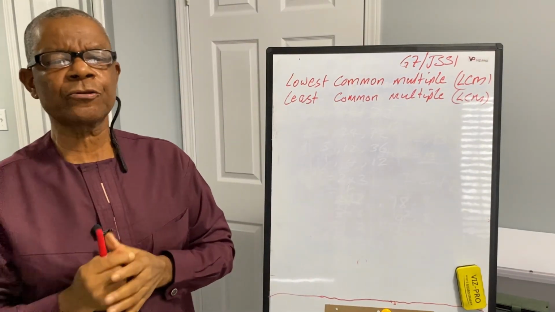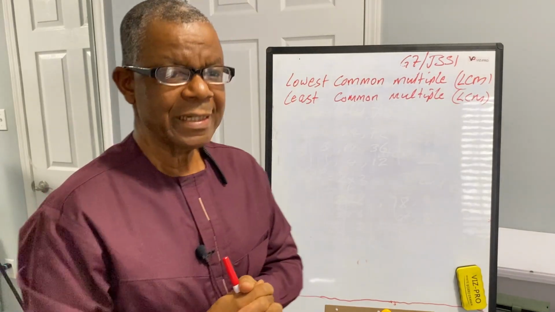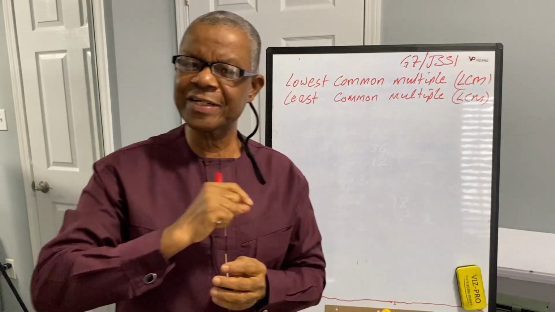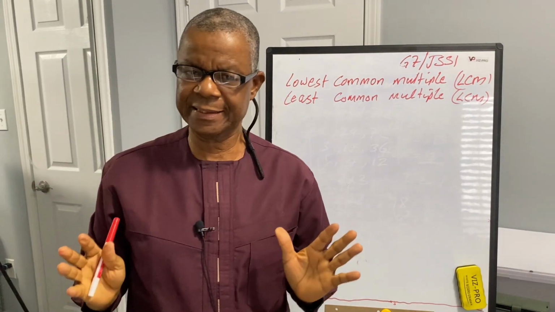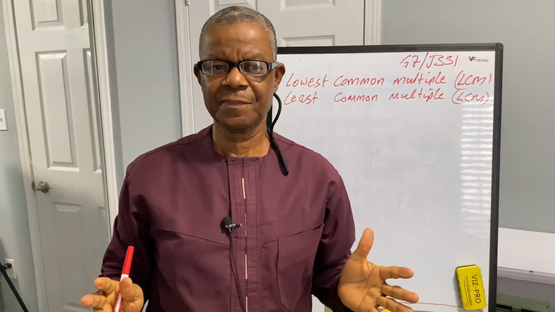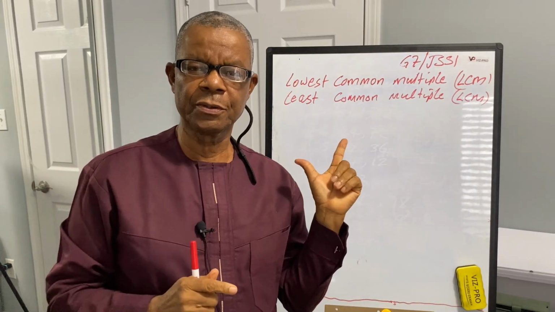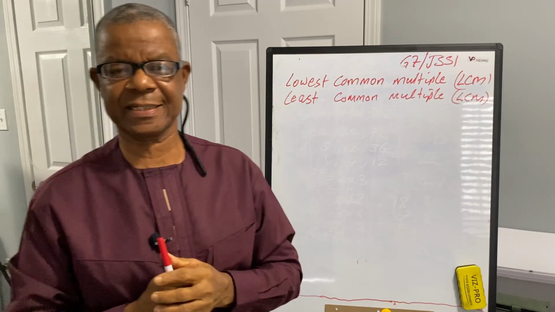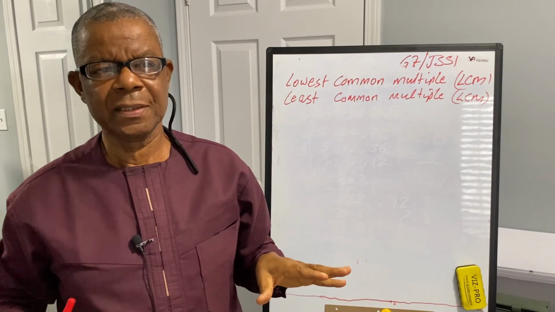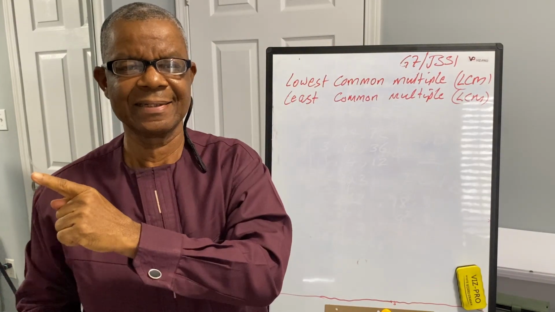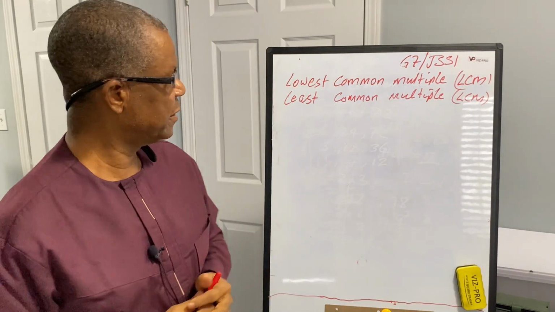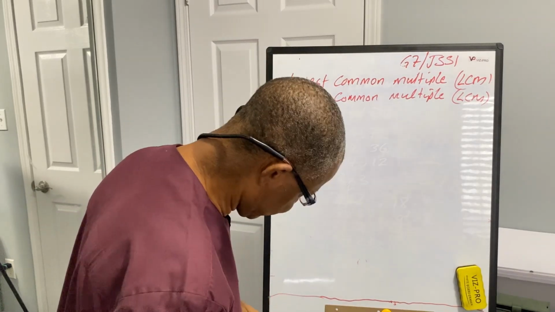This time around, we are talking of the lowest number that each of the given numbers can divide without a remainder. It is the lowest number that is the result of the multiple of each of those given numbers. I take it again: the lowest value that each of the given numbers can divide without a remainder. We call it the least common multiple.